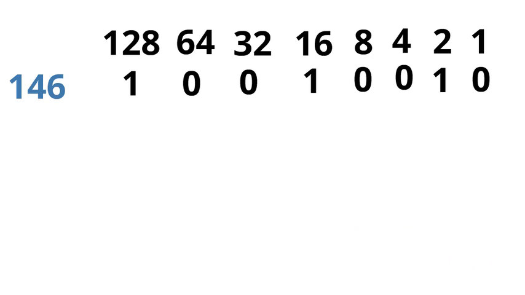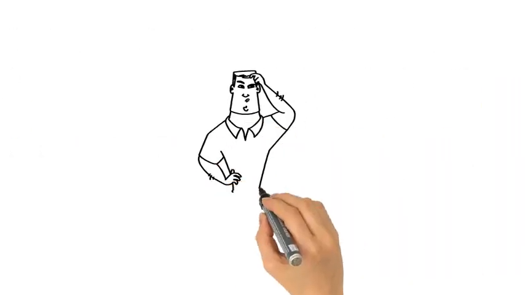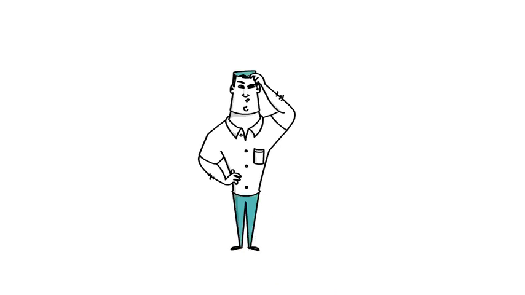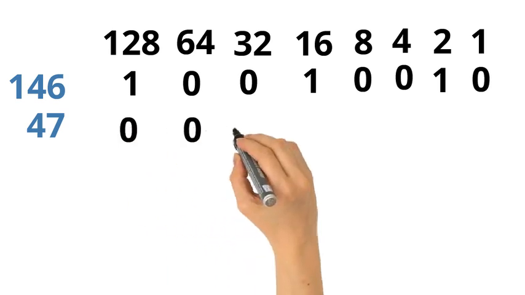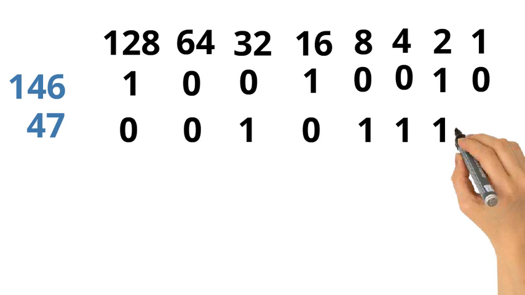Let's take the number 47, and I'll give you a minute. Pause the video and convert it, and then we'll see if you get the same answer I do. So here's what we should have. 47 in binary is 00101111. All right, so let's try one more.